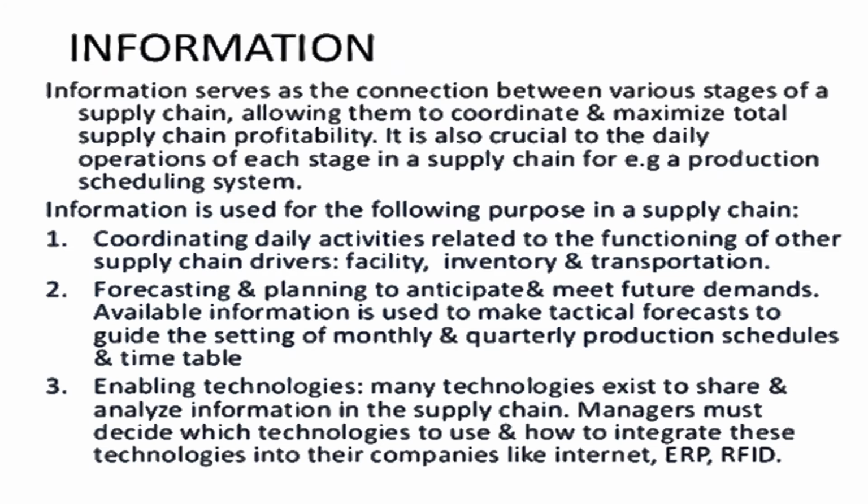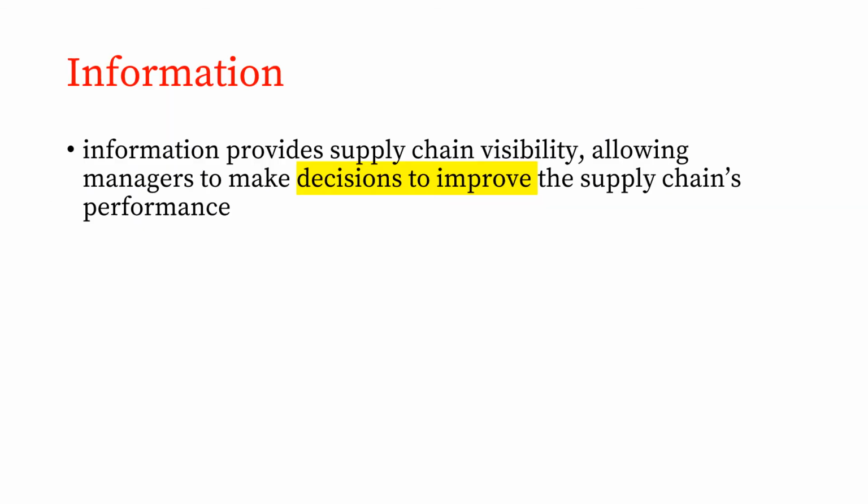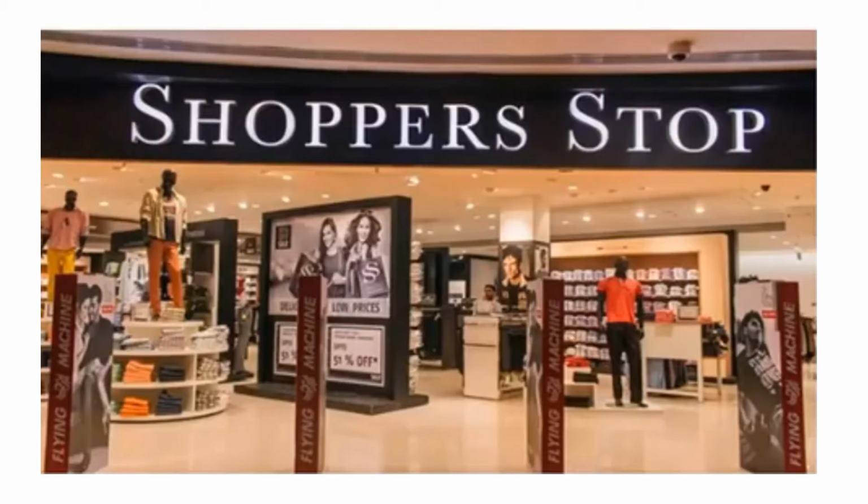And the fourth foremost supply chain driver is information. Information infrastructure is very important, which helps to achieve efficiency or responsiveness. The way the customer wants, you can immediately provide the information at a lower cost. This information driver is connected with all the remaining drivers. Information provides supply chain visibility, allowing managers to make decisions to improve supply chain performance. An example of maintaining very good information is Shopper's Stop.